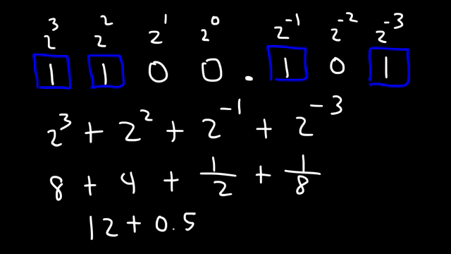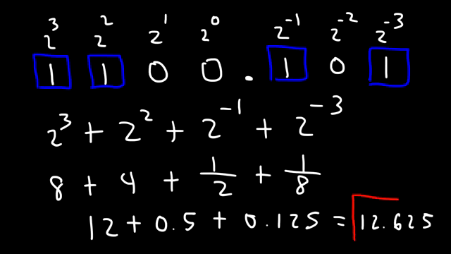1 over 2, if you type that in your calculator, that's 0.5. And 1 over 8, 1 divided by 8, is 0.125. So adding up these three numbers will give us this answer, 12.625. And so that's how we can convert a fractional binary number into a decimal number.